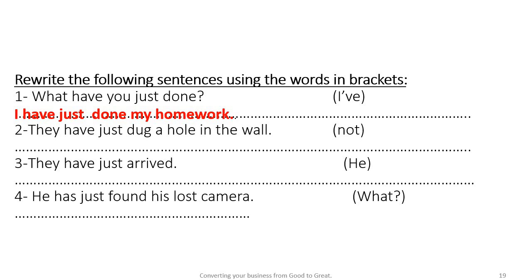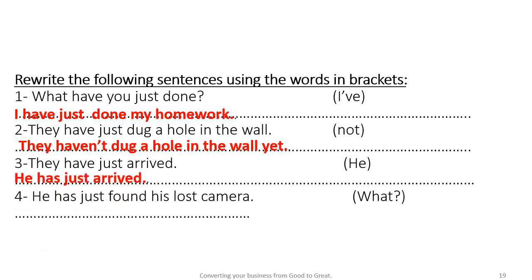Number 2, they have just dug a hole in the wall. Use not. They haven't dug a hole in the wall yet, because we use yet at the end of the negative statement. Number 3, they have just arrived. Use he. He has just arrived.